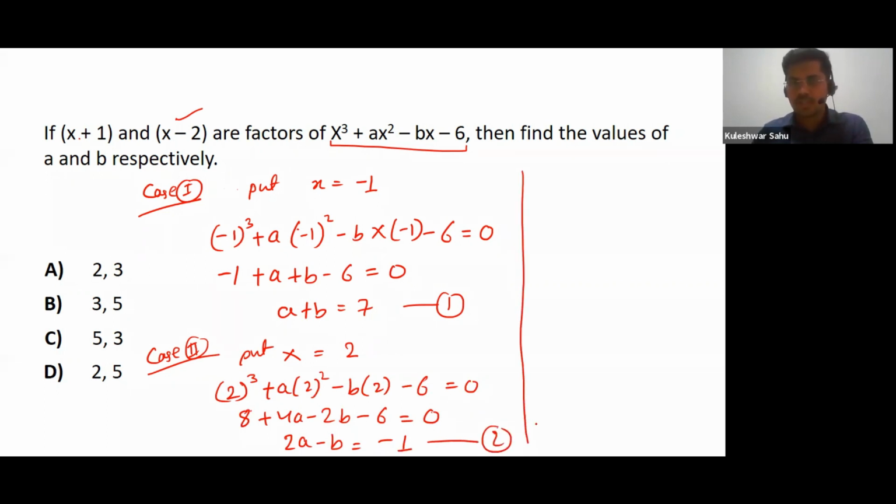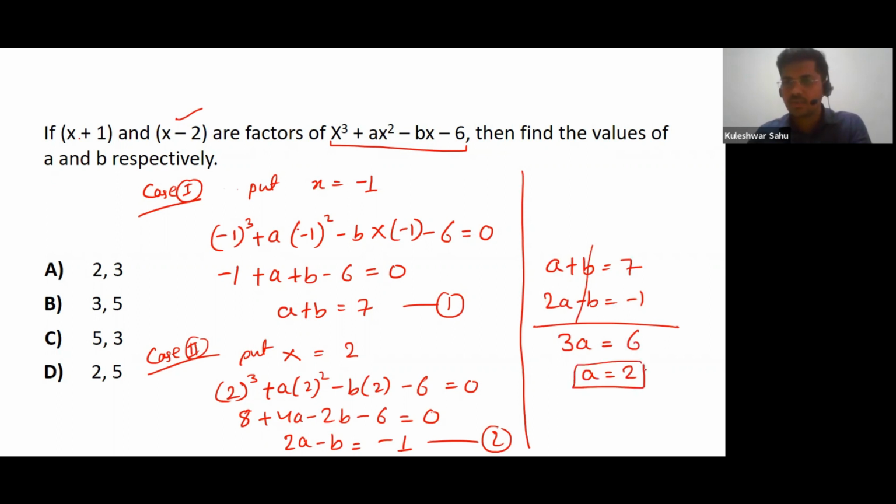So we have two equations. One equation is a plus b is equal to 7. The second equation is 2a minus b is equal to minus 1. We can simply solve these equations by adding both. Minus b and plus b will get cancelled, and 2a plus a is 3a is equal to 7 minus 1, 6. So a is equal to 2.